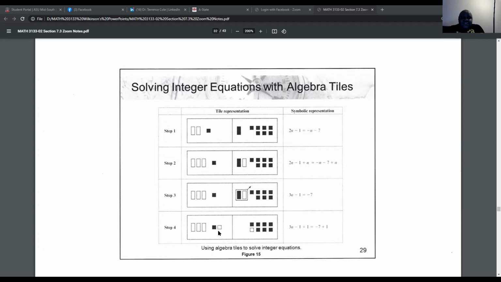In step number 4, you're going to see here, I added 1 white tile to both sides because I want to create a 0 pair here to get 3n by itself. That represents 3n minus 1 plus 1 equaling negative 7 plus 1. I'm adding 1 to both sides. So I add 1 tile to each side of the equation.